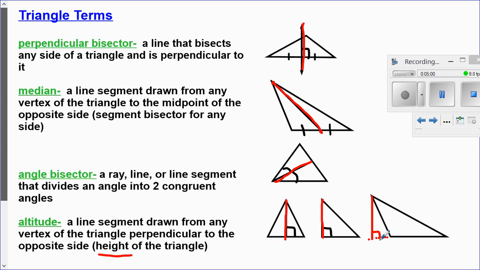So that's altitude. And again, altitudes could be drawn from any vertex in any triangle. So there are 3 altitudes for every triangle.